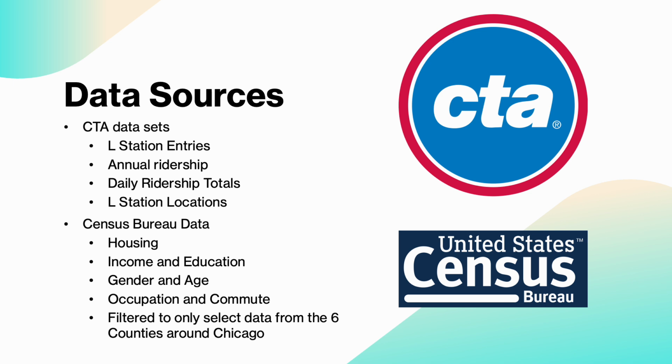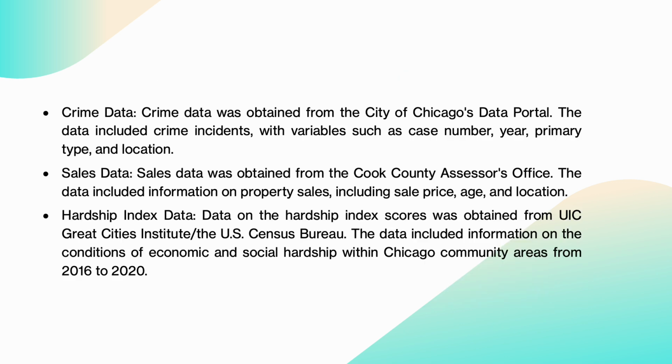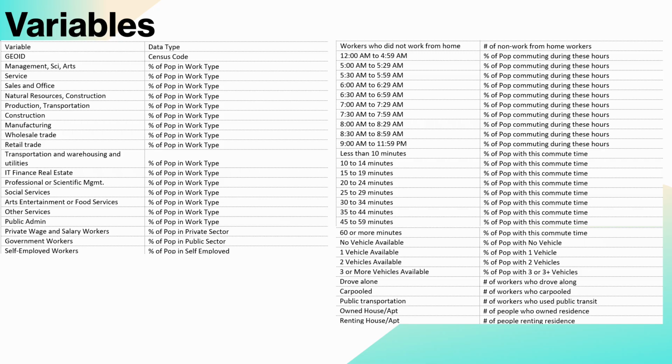From the Census Bureau, we downloaded housing data, income and education, gender and age, occupation and commute data, and then we filtered out all the Illinois stuff, so it's just the 6 counties from around Chicago. We also got the crime data from the Chicago data portal, and apart from that, we also got the housing data, basically the sales data from Cook County's Assessor's Office, and also the hardship index data, which was also gathered from the Census Bureau.